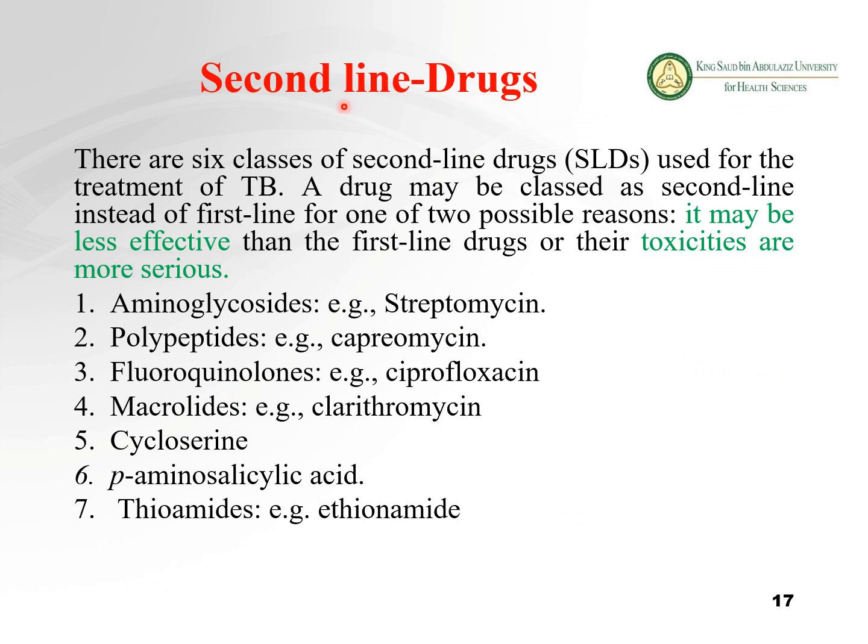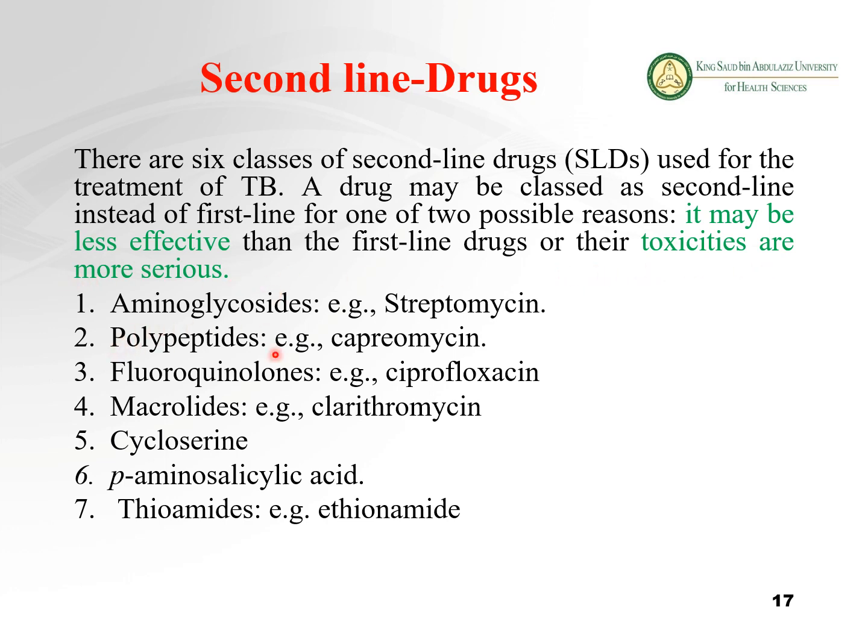Now the second line drugs. Remember, we have discussed that if the patient evolves resistance to any of these first line drugs, then we can go for second line therapy. But you know that it is less effective and more toxic than the first line drugs. There are 6 classes of second line drugs used for the treatment of tuberculosis. A drug may be classified as second line instead of first line for two possible reasons: it may be less effective than the first line drugs, or its toxicity may be more serious.